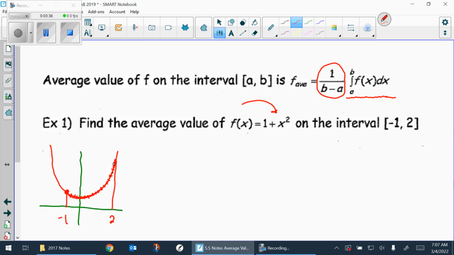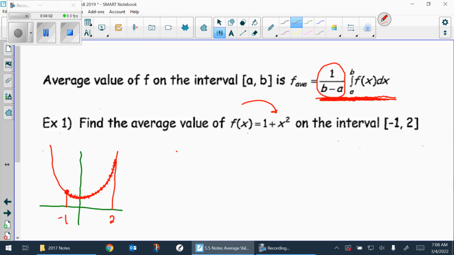It seems as if we're adding up an infinite number of values here and dividing not by the number of values, but, if this thing were a rectangle, and we'll talk about the rectangle a little bit. Let's just plug in our numbers and see what we get here.